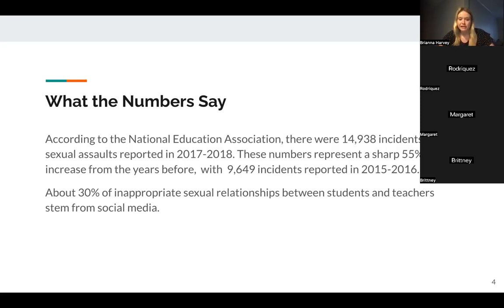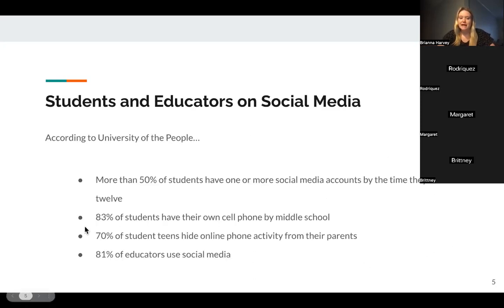As social media has gotten more popular, we see these numbers start to go up, because 83% of students have their own cell phone by middle school. More than half of students have one or more social media accounts by the time they're 12, and 70% of teens hide their online activity from their parents. That is why we see these numbers start to go up, because educators and students who participate in inappropriate relationships may think that they're being private or secretive or discreet by using social media, but in fact, that is not the case.